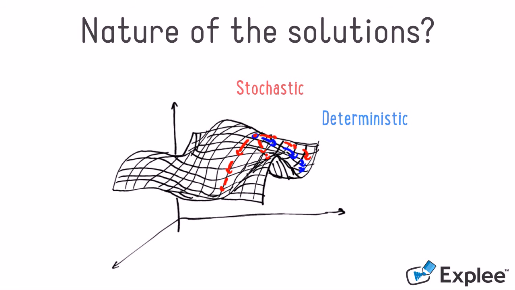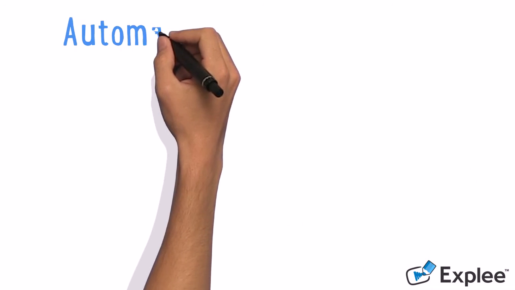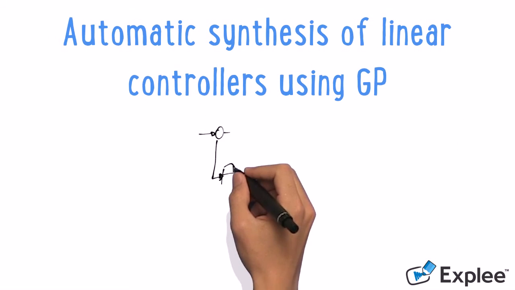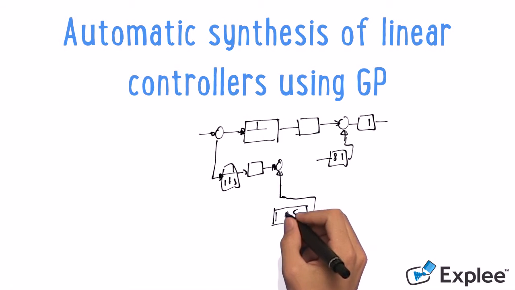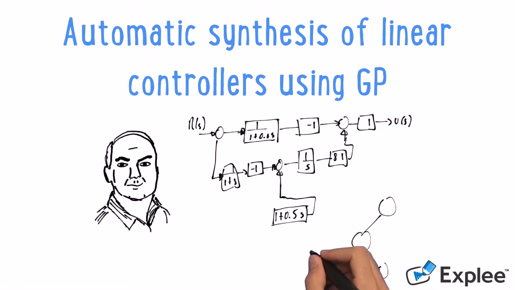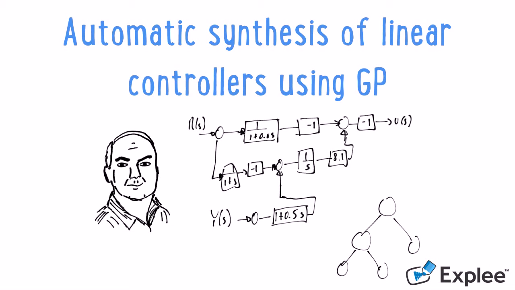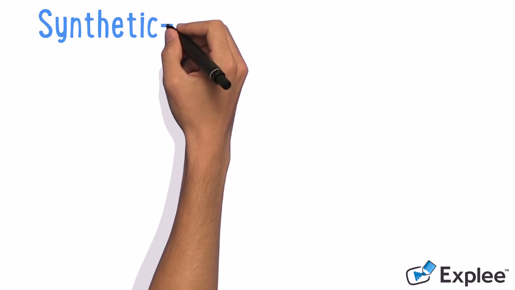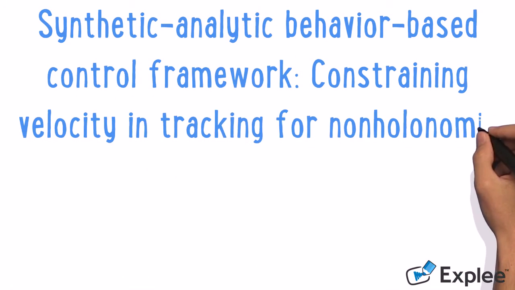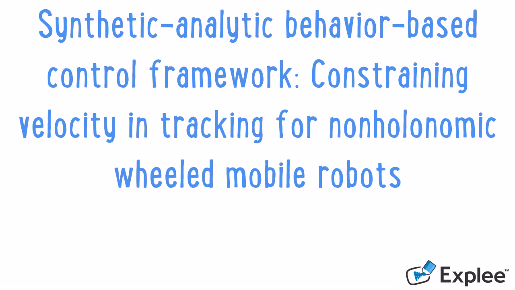A step forward in the automatic synthesis of linear controllers was proposed by Koza, King, and Streeter in 2002, where linear blocks such as integrators, differentiators, leads, lags, gains, adders, subtractors, and the like are used as ingredients of a genetic programming process. The first paper that we are presenting is Synthetic Analytic Behavior-Based Control Framework: Constraining Velocity in Tracking for Non-Holonomic Wheeled Mobile Robots.